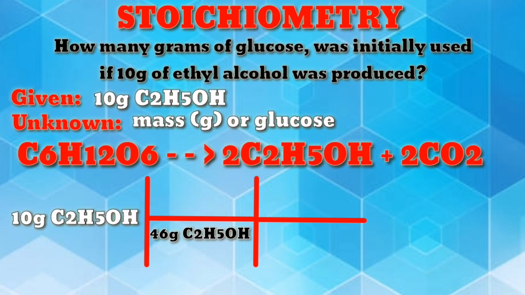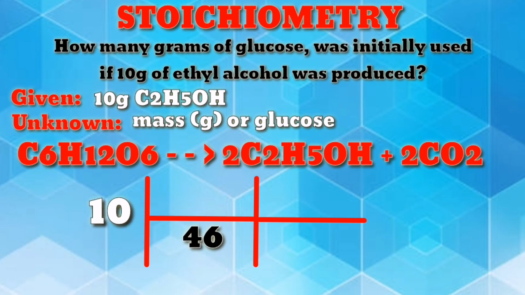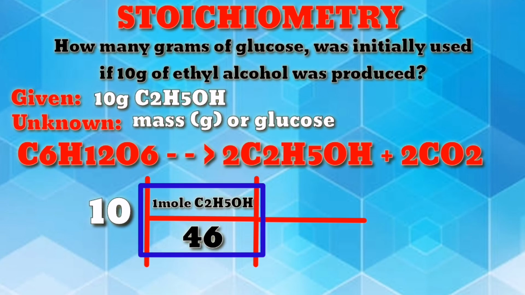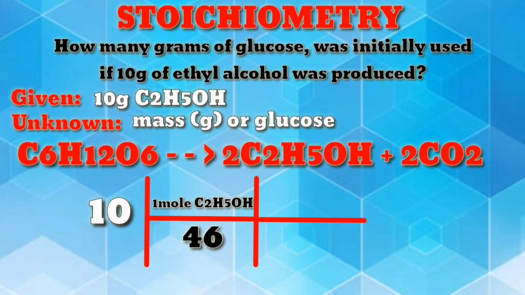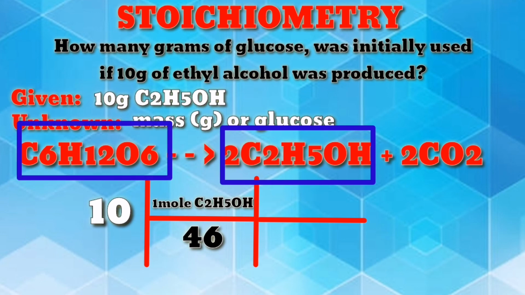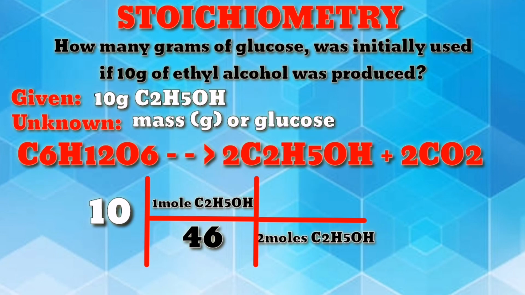That is the molar mass of ethyl alcohol, for us to cancel it out. Above is 1 mole of ethyl alcohol. In other words, 1 mole of ethyl alcohol is equal to 46 grams of ethyl alcohol as its molar mass. Next would be the stoichiometric ratio between the moles of ethyl alcohol and glucose, based on the balanced equation. That is 2 moles of ethyl alcohol is to 1 mole of glucose. You can now cancel out mole of ethyl alcohol.